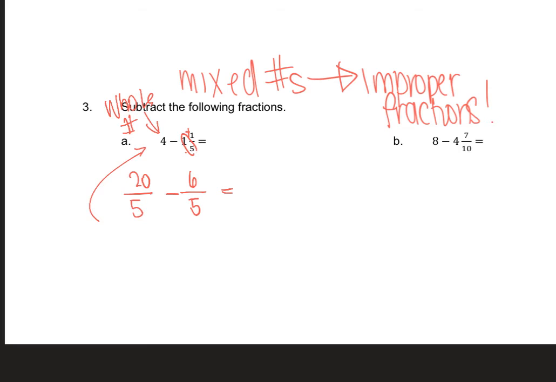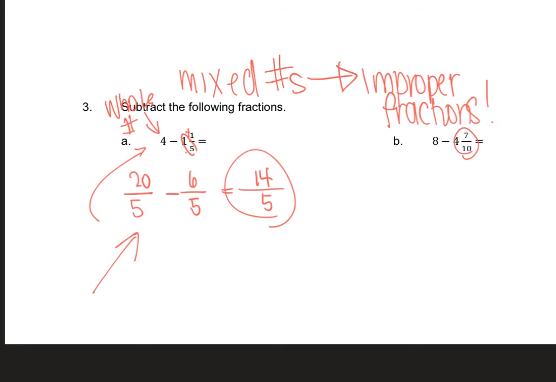When I'm really constrained with a denominator already, I can't do that. But when I don't have that denominator, when I'm working with a whole number, I have a little bit of flexibility. So then I have my common denominators. I can subtract my numerators, so I get 14 over 5, and I can't simplify that, so I'm all done.